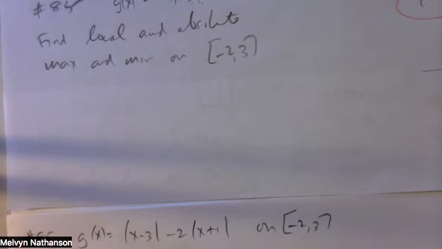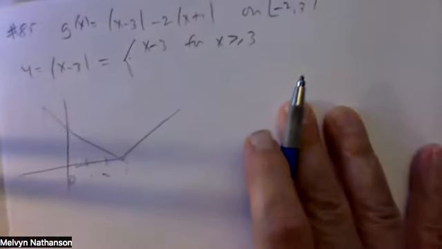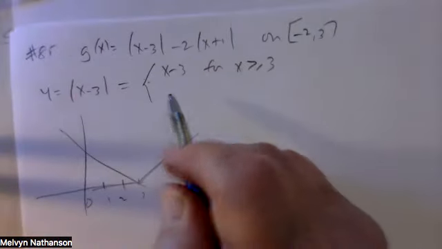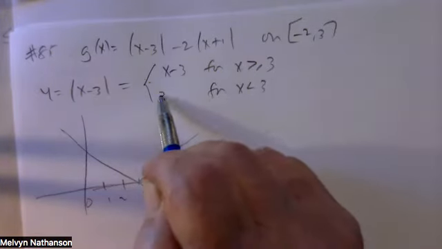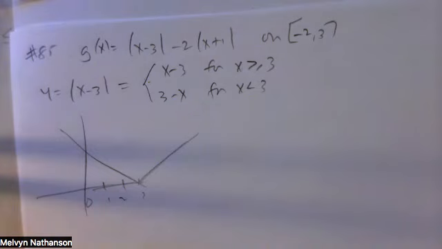And the function y equals the absolute value of x minus 3, that function looks like this. What is this equal to? If x is bigger than or equal to 3, this is x minus 3. And for x less than 3, this is negative, so it's 3 minus x.